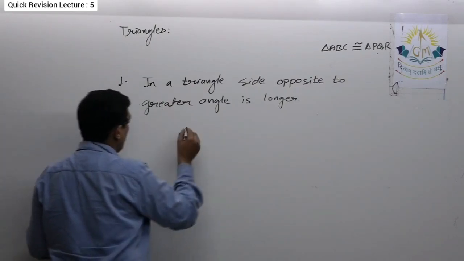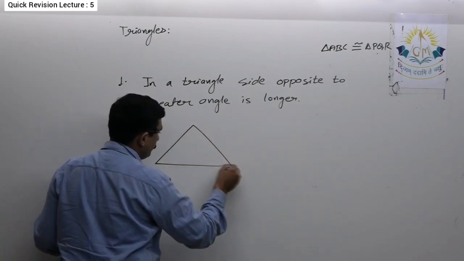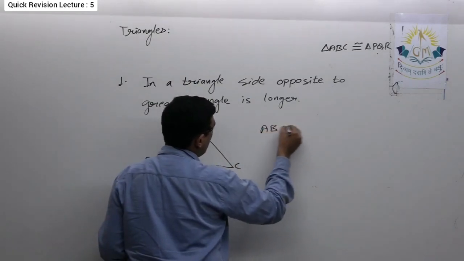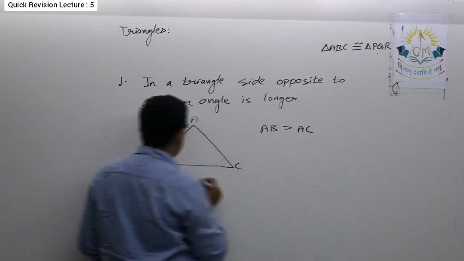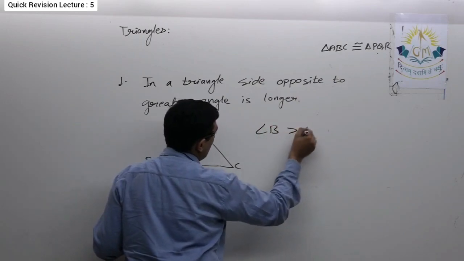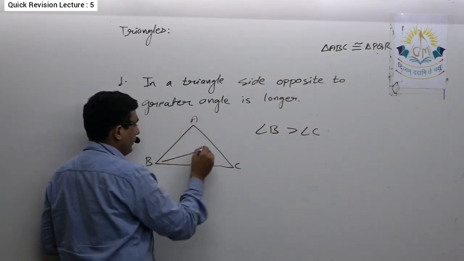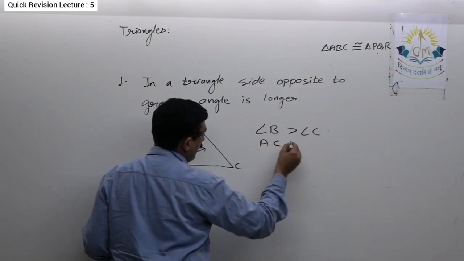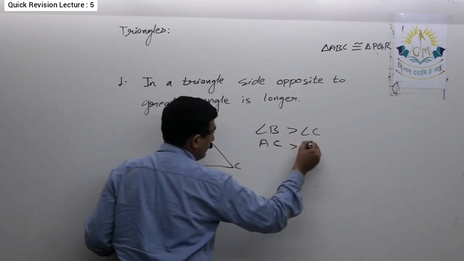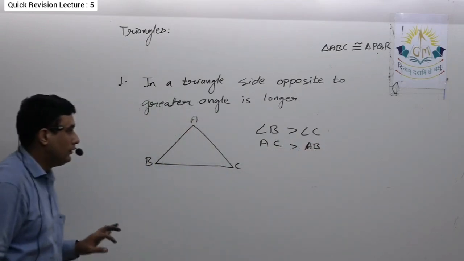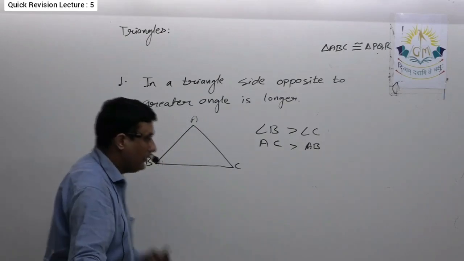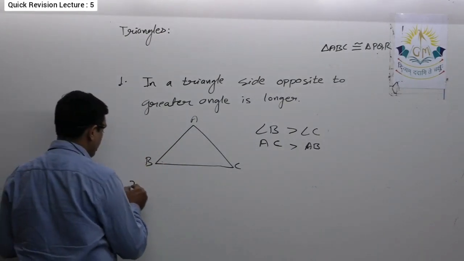That means if we have a triangle ABC, and it is given that angle B is greater than angle C, then the side opposite to angle B, which is AC, will be greater than the side opposite to angle C, which is AB. So in a triangle, the side opposite to the greater angle is longer. This is the first theorem.